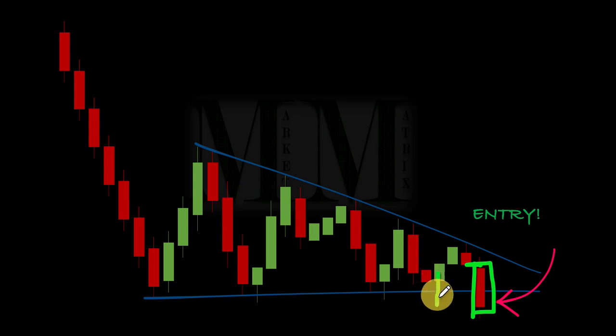Because over here, we know the buyers are stepping in around $1. They could be stepping in at 98 cents. They could be stepping in slightly lower. So what we want to do is wait till we see something like this, once this candle closes over here.